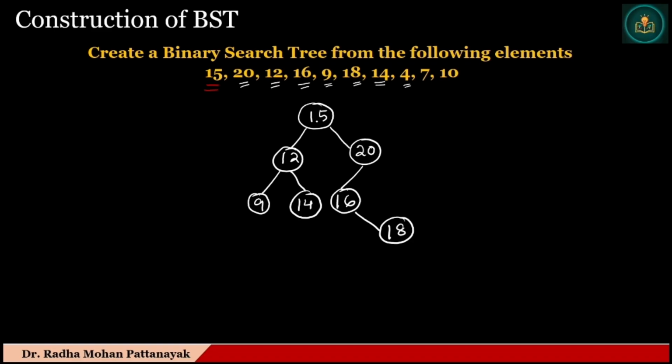Then come to the next, 4. Compare 4 with 15. It is less. Come to the left. 4 with 12. It is less. Come to the left. And 4 with 9. Again 4 is less. That's why come to the left of 9 and place 4 on the left side of 9.